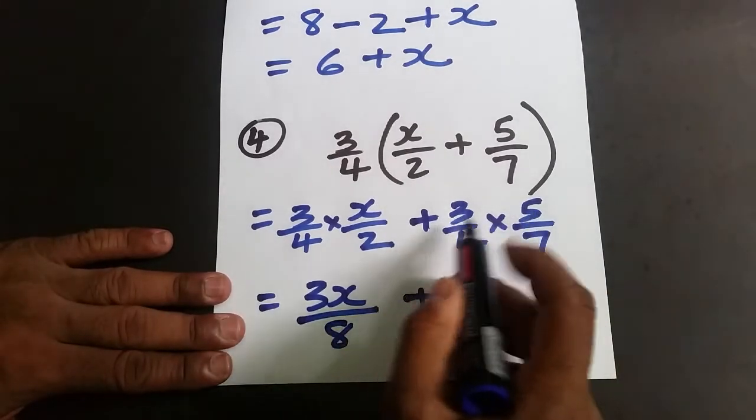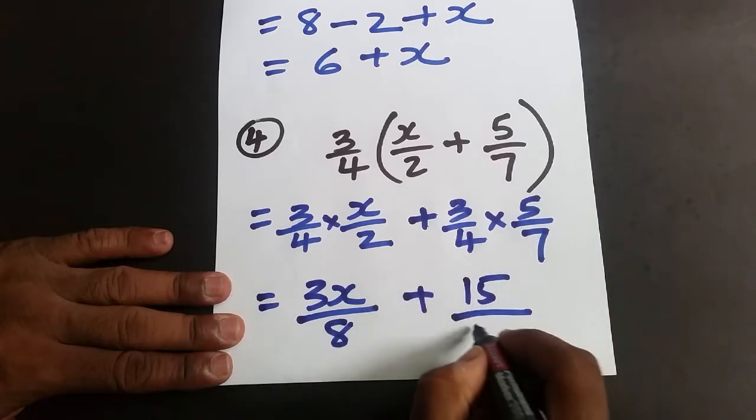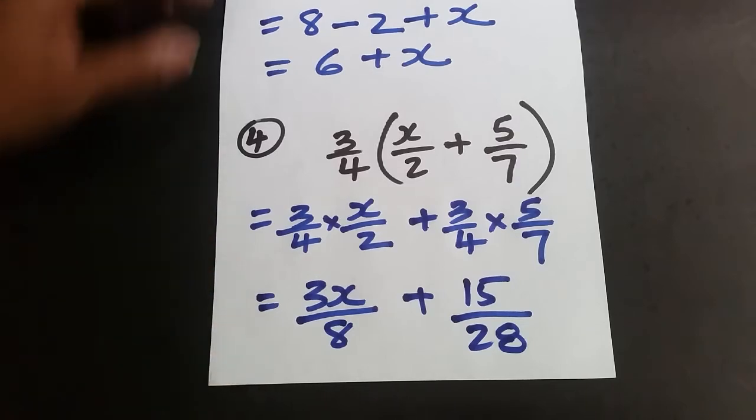Again, you're multiplying the numerators. 3 times 5 is 15. And the denominators. 4 times 7 is 28. So this is what you should have gotten for question 4.